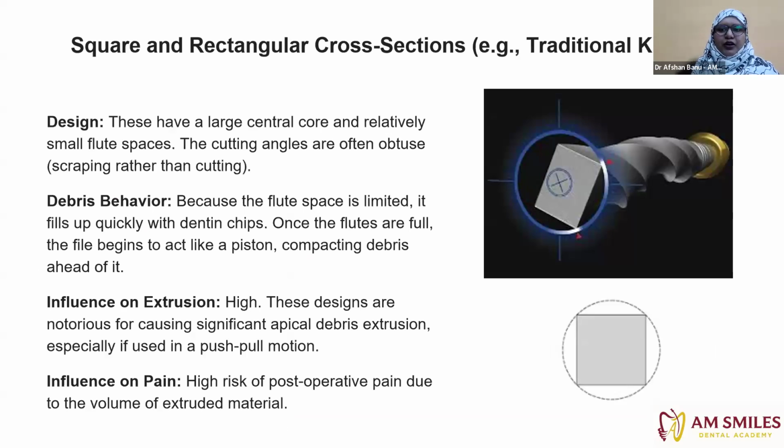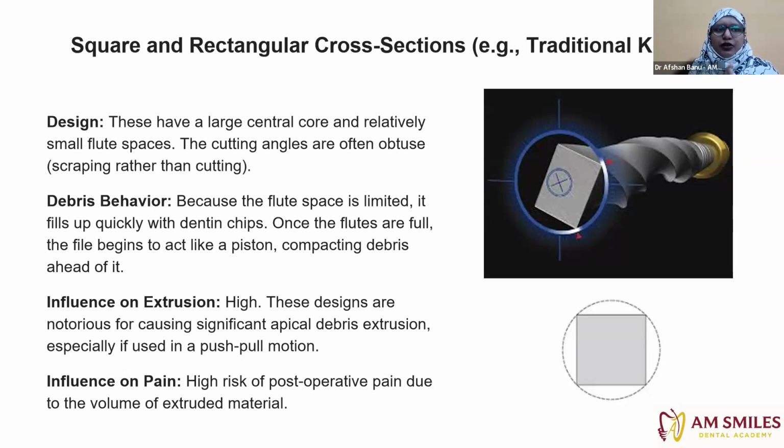So now coming to the shapes. There are four types of cross sections in every file. I will be telling you some brand names, but I recommend that you verify your files yourself. When you are going to buy, you need to check what cross section it has from today.